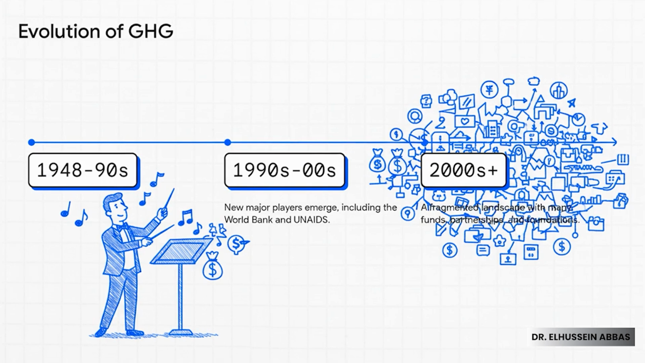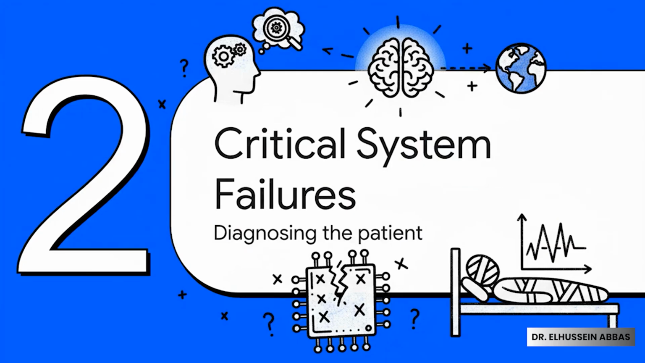You know, this system wasn't always so complicated. For decades, the World Health Organization was pretty much the main conductor of the orchestra. But then, starting in the 90s, new players like the World Bank and major foundations jumped in. And today it is a super fragmented landscape. We've got more players and more money than ever before, but trying to coordinate all of them has become this monumental challenge.